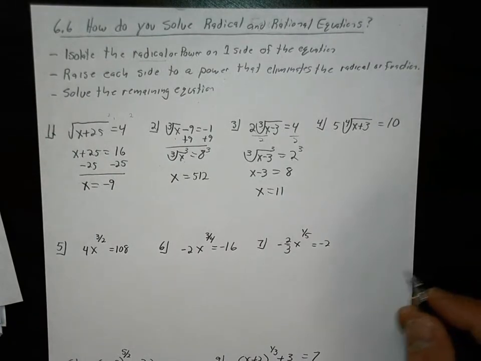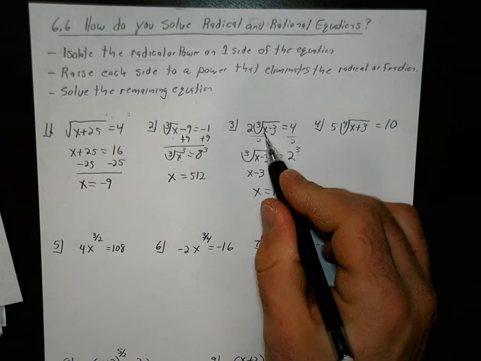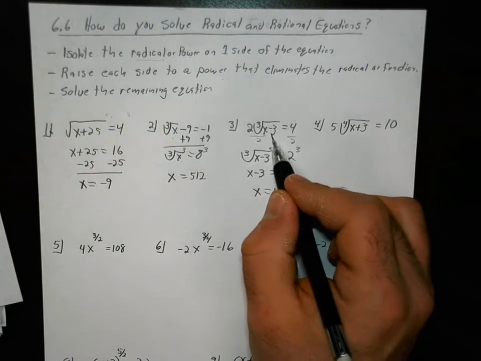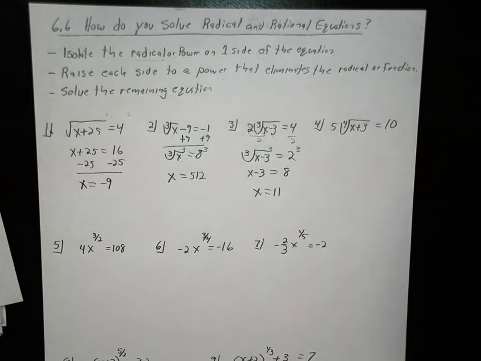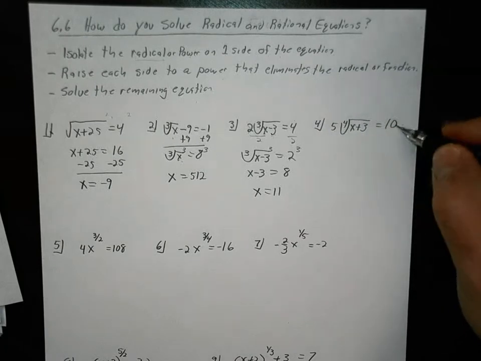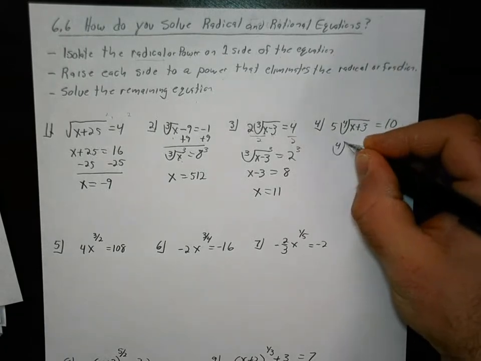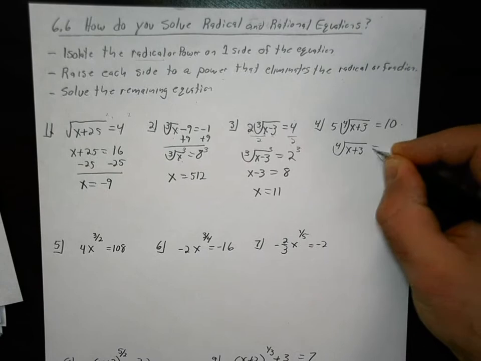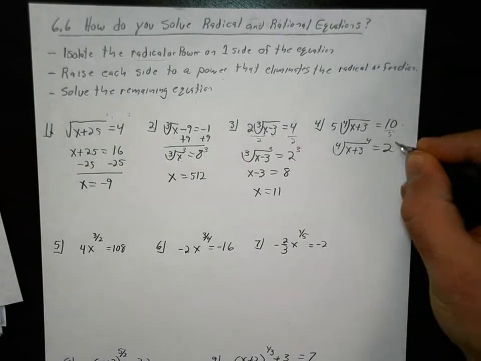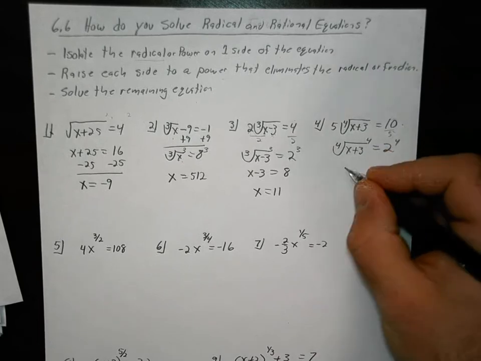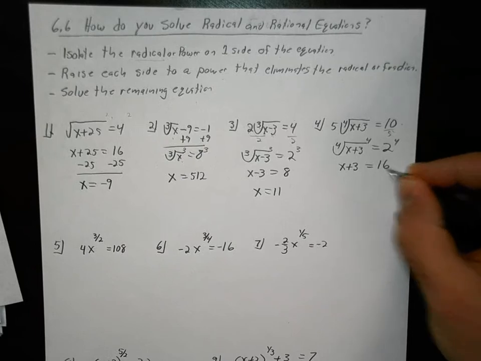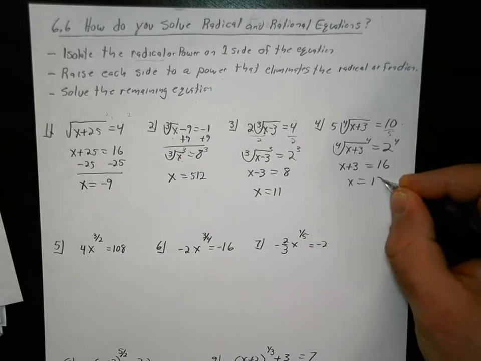Now, sometimes it makes sense to substitute the answer back in to make sure it works. 11 minus 3 is 8. Cube root of 8 is 2. 2 times 2 is 4. So it works. Let's try this one. Divide both sides by 5. You're going to get the 4th root of x plus 3 equals 10 divided by 5 is 2. Now I have to raise both sides to the 4th power. It's going to undo that. I get x plus 3 equals 2 to the 4th, which is 16. Subtract 3, and I get 13.